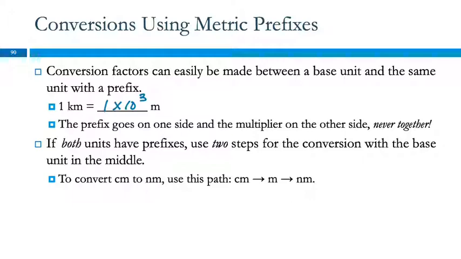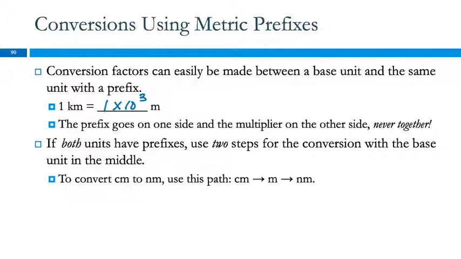That's when you have a base unit, like just a naked unit. Meter, liter, something like that. And then the other one is the same unit with a prefix. This is what you do. Prefix goes on one side, multiplier on the other side, you never put them together.